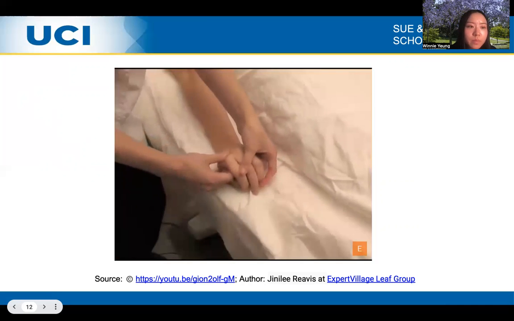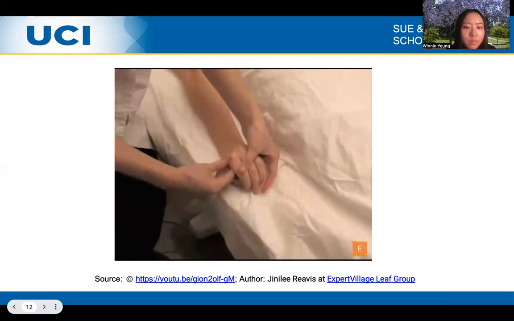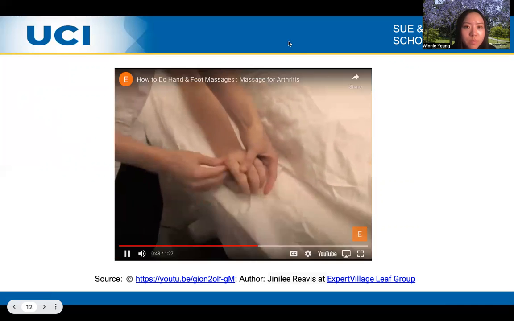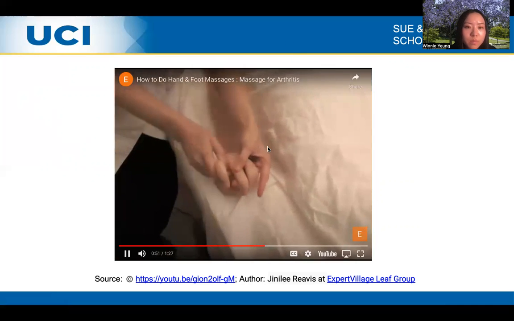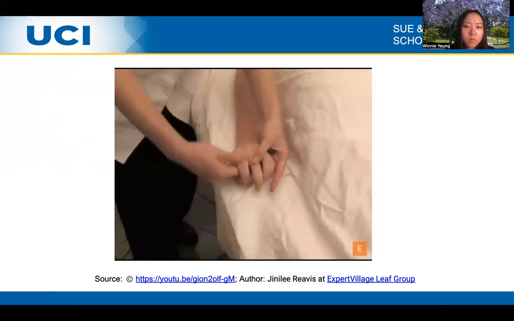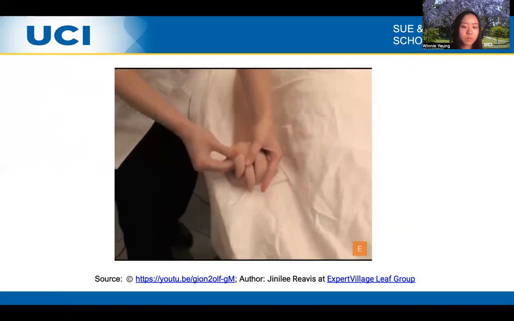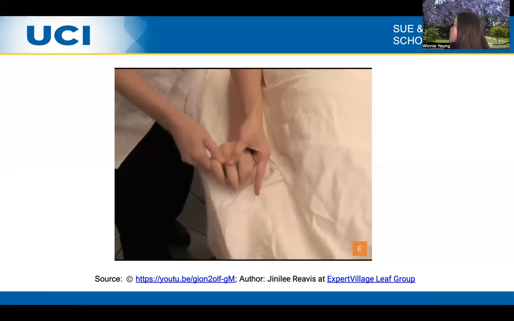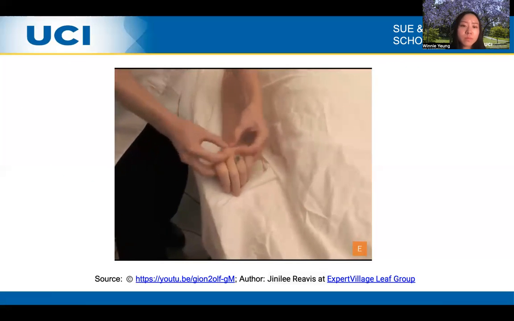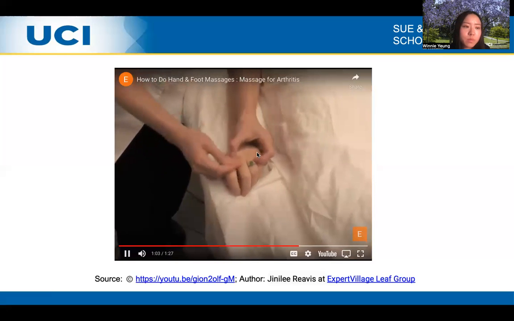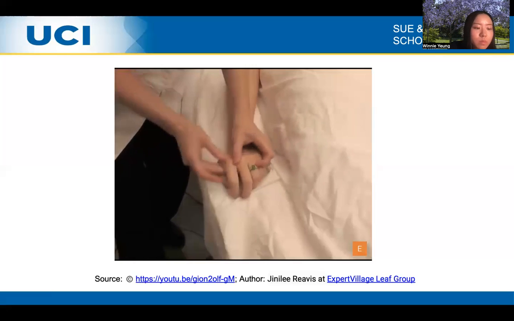I would start with light pressure first to just kind of get the circulation, get the liquid buildup moved down. And especially with this, drink water, because you are moving toxins, you are moving the buildup fluid that causes the swollen knuckles, and getting the circulation back.